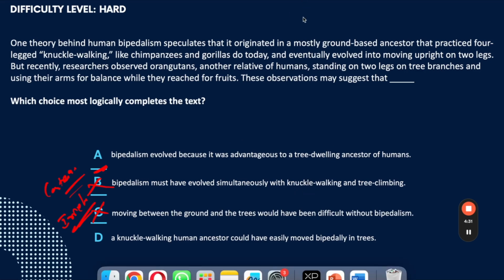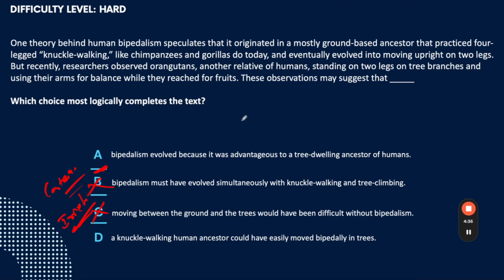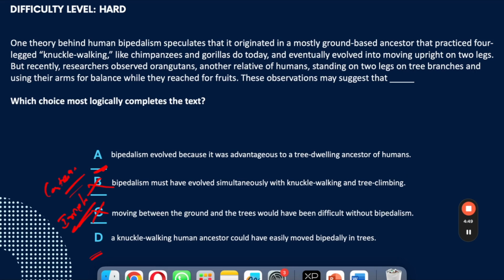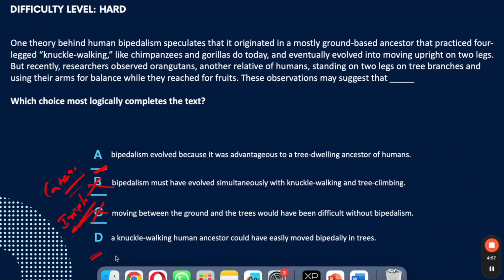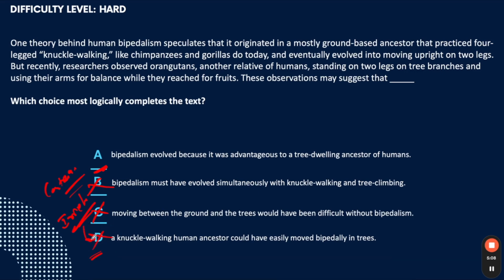Let's look at D now. A knuckle-walking human ancestor could have easily moved B in trees. Now, this particular option implies that a knuckle-walking ancestor could also have moved B in trees, suggesting a versatility that the text does not directly support. While the text does mention O standing on two legs in trees, it does not indicate that a knuckle-walking ancestor would have easily transitioned. Right, there's no mention of it. The text is more focused on the adaptation to tree-dwelling behaviors rather than combining knuckle walking with B. Therefore, this is also out because this is also irrelevant or out of scope.